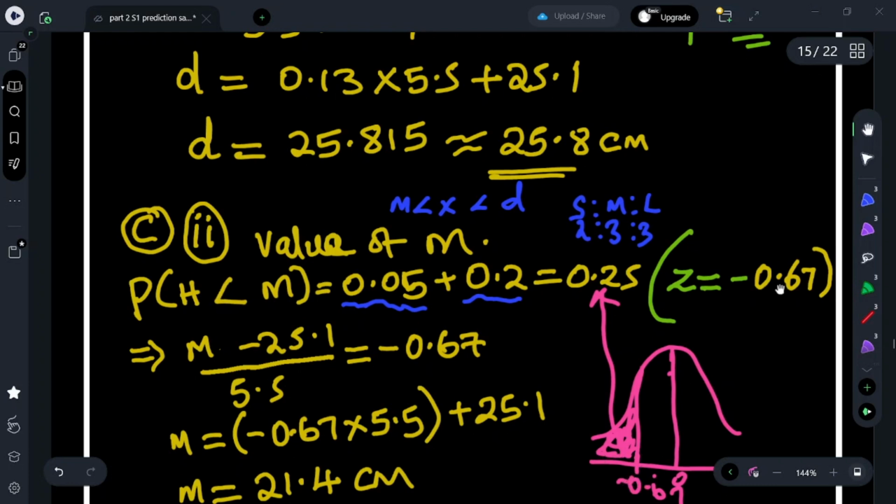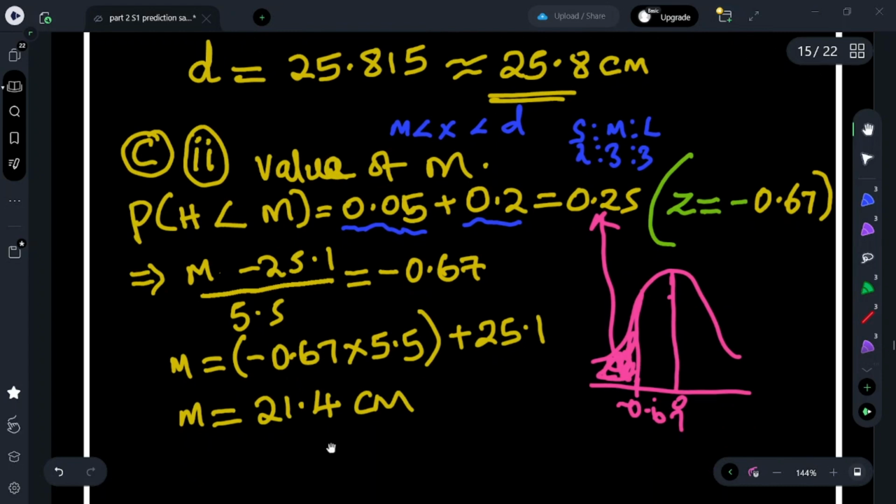So that's why the negative value of Z is indicated as negative 0.67. All right, so we make M the subject of the formula. We have negative 0.67. We multiply by 5.5. Then we add 25.1 on both sides of the equation, and we get M as 21.4 centimeters.